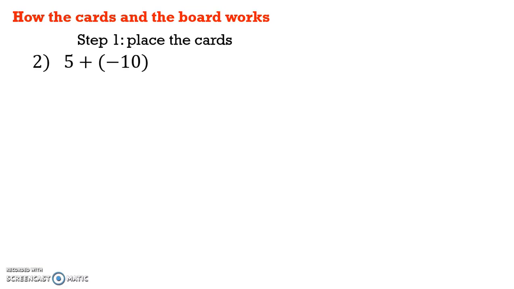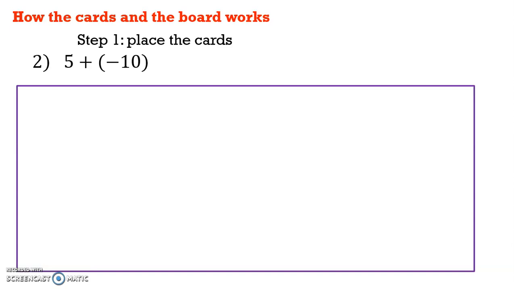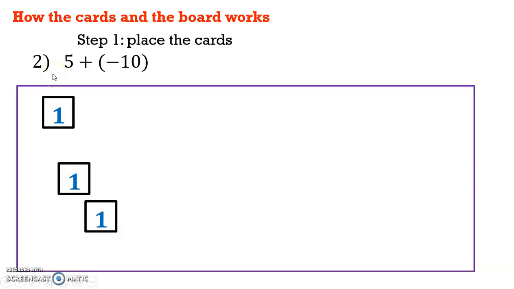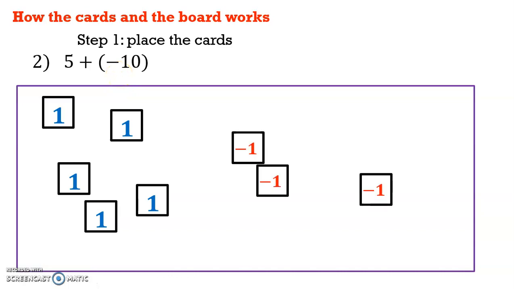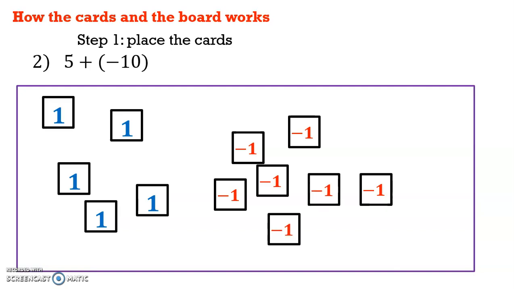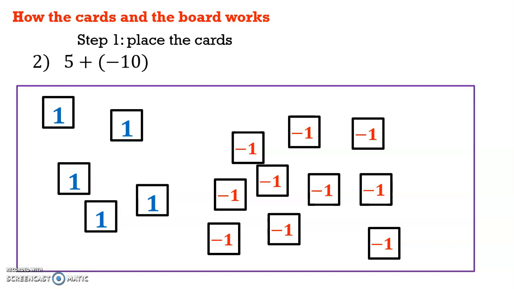So again, we've got an addition, we've got our board, and we have to place our cards. We have plus 5, so 1, 2, 3, 4, and 5. Now we've got minus 10, so we place minus 1, minus 2, minus 3, minus 4, minus 5, minus 6, minus 7, minus 8, minus 9, and minus 10.